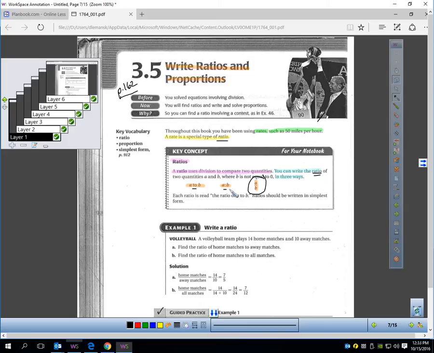I would get that in your notes. Make sure you're aware of those three ways. Each of these would be read the ratio of A to B.